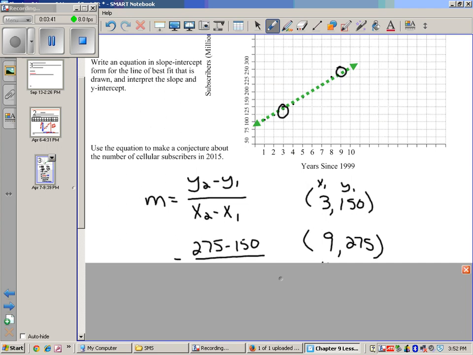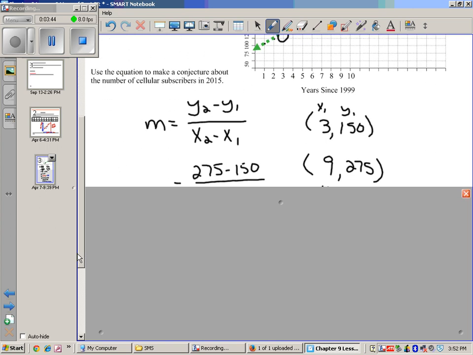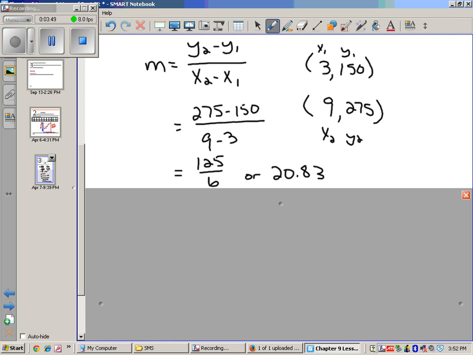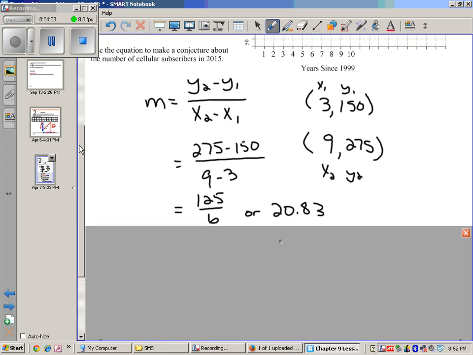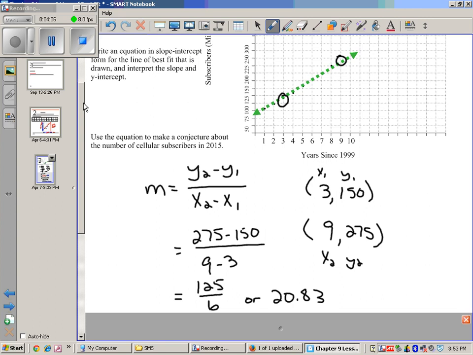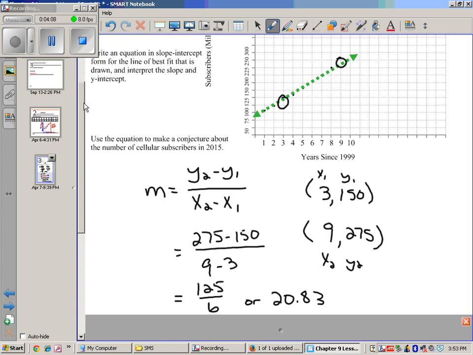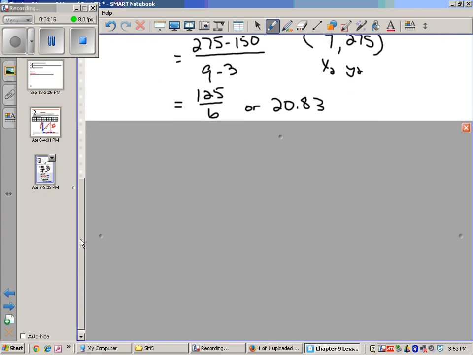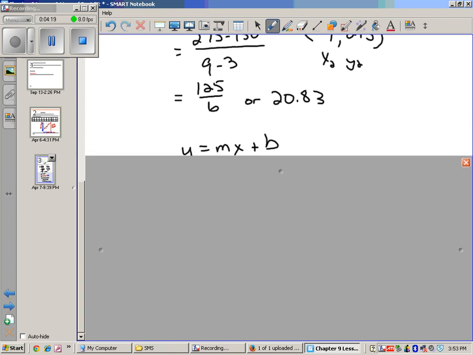So then we just had to find our slope. We took 275 minus 150 over 9 minus 3, that got us 125 over 6, or about 20.83. So that got us our slope in our slope-intercept form. But remember, the b represents the what? The y-intercept. If we go back up to our line of best fit, right there's our line crossing the y-intercept, right about there. I called that about 85. So once again, we're using the word about.